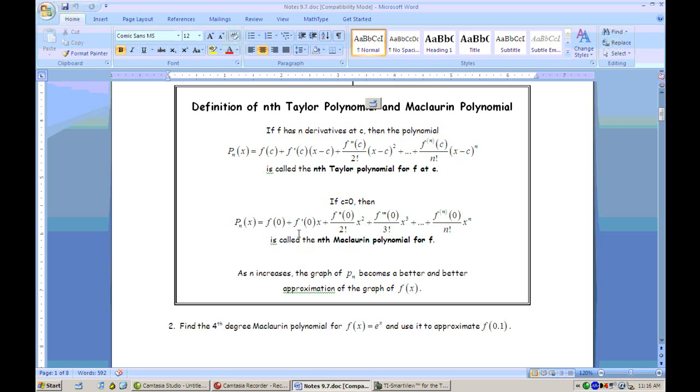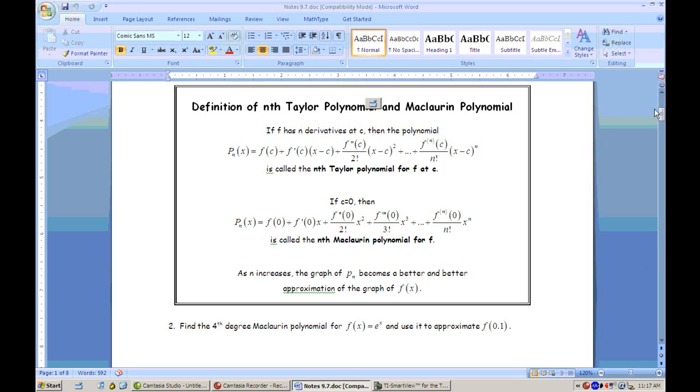If c equals 0, then instead of x minus a number on all of these parts up here, it's just going to be x minus 0, or just x. So the Maclaurin polynomial is nicer. It's a little bit easier to deal with. As n increases, where n is the number of terms you're going to have, the graph of p becomes a better and better approximation of the graph of f of x.